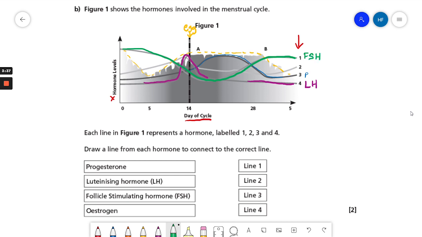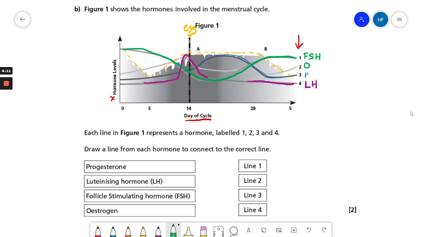Now we're left with estrogen. So estrogen causes the lining of the uterus to grow. Now I can see line 2, which is our last line that we haven't attributed yet, goes up just before the lining of the uterus gets thicker in the graph. So we can work out this must be estrogen. And I also know that it stimulates the release of luteinizing hormone. And I can see on the graph that the estrogen increases just before the luteinizing hormone. So this confirms to me that it must be the right line. So that one is going to be estrogen.